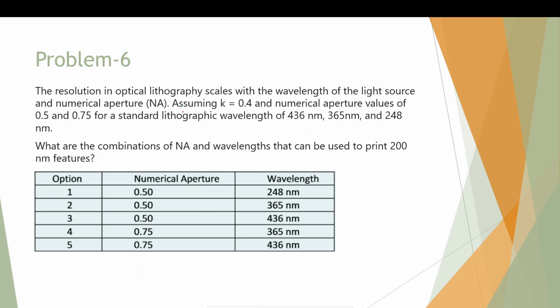Okay. Now this is a very easy question. The resolution in optical lithography scales with the wavelength of the light source and numerical aperture. Just like we discussed before, the width that I can resolve is directly proportional to lambda over NA. They have given the proportionality constant, k times lambda over NA, with k equal to 0.4 and numerical aperture values of so and so. For a standard lithographic wavelength of so many, what are the combinations of NA and wavelengths that can be used to print 200 nanometer features?